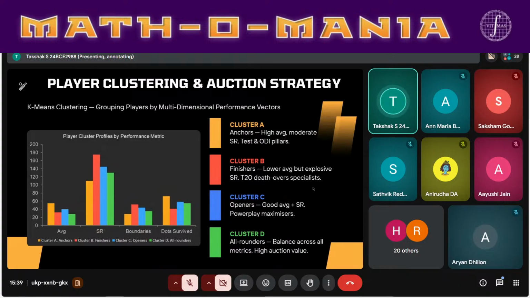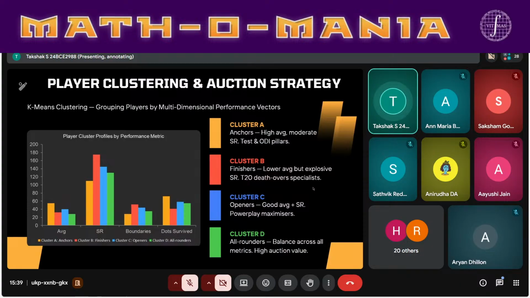Here, K-means clustering helps teams solve this problem systematically. First, the team identifies which cluster they are short of. Do they have plenty of anchors and openers but lack an elite finisher? They need to target cluster B players in the auction.